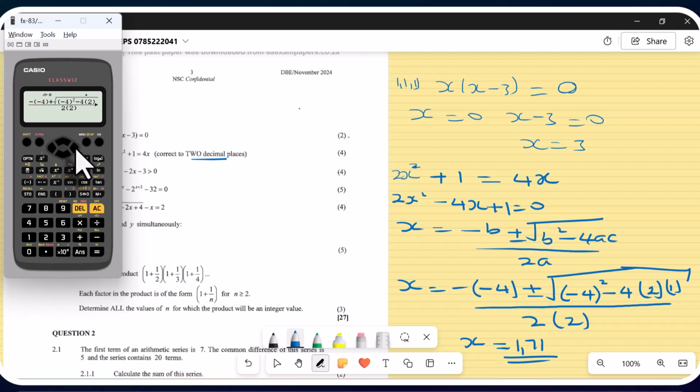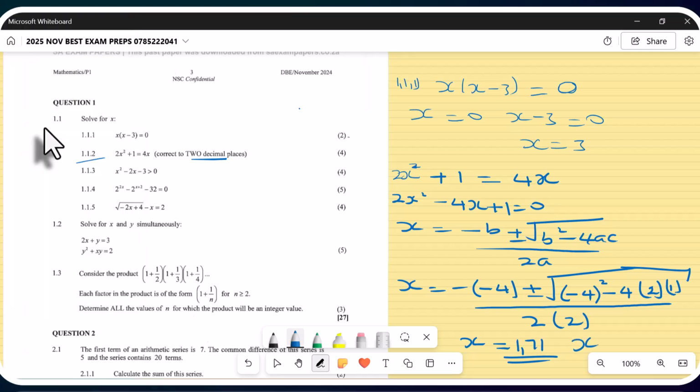Okay, again we get our answer here, that we want as a decimal. So as you can see here, it's negative 0,29. I mean 0,29. That's our answer here. So that is November question 1.